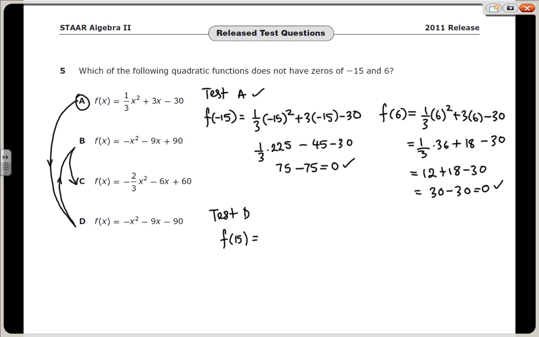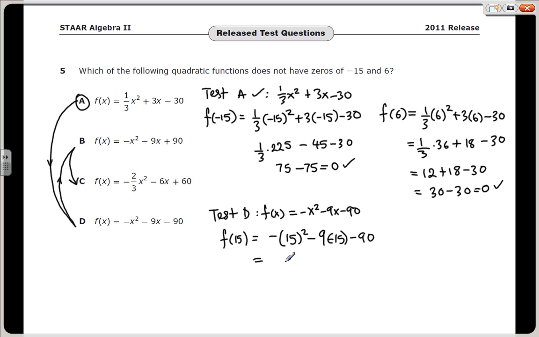So for that, I'm going to do negative 15 squared minus 9 times 15. 9 times negative 15 minus 90. What did I just do? I just took, this is my new f, okay? So let me just write it down so we don't get confused. For D, f of x is negative x squared minus 9x minus 90. That's what I'm using for D. For A, I used 1/3 x squared plus 3x minus 30.